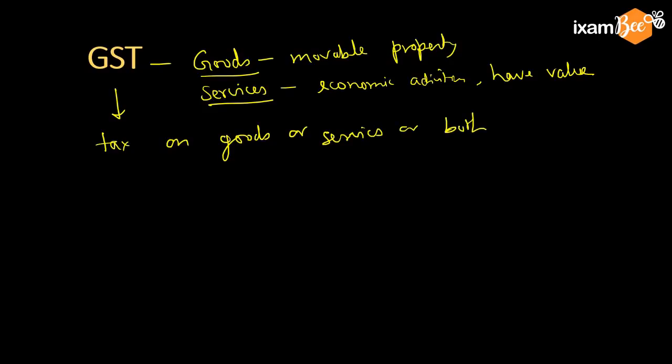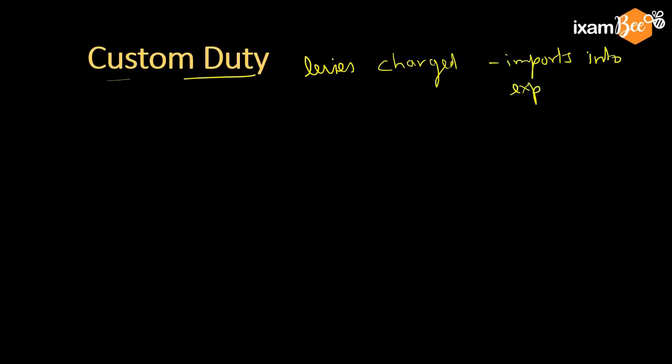alcoholic liquor for human consumption. That is not coming under GST. As for GST brackets, you should read more. The other option here we learned is custom duty. Custom duty is a type of tax, or actually we don't use the term tax here, we call it levies. So a levy charged on goods when imported into the country, or when exported from the country. That levy charge on import and export is called customs duty.